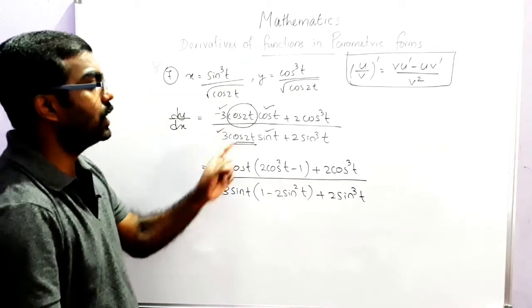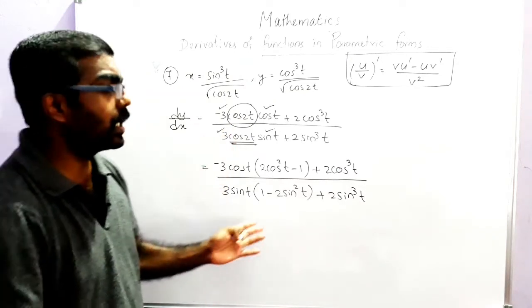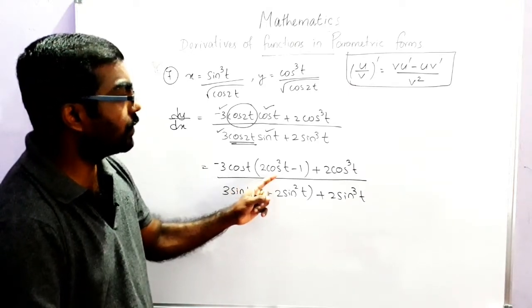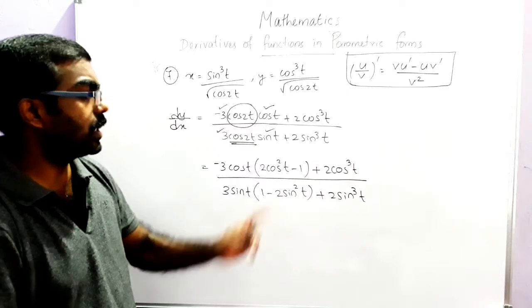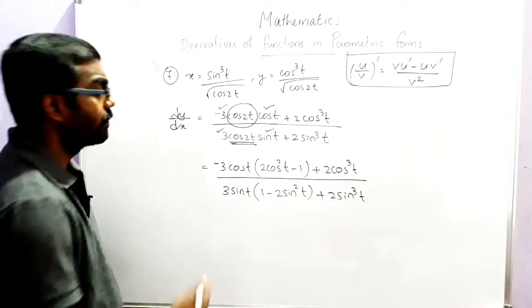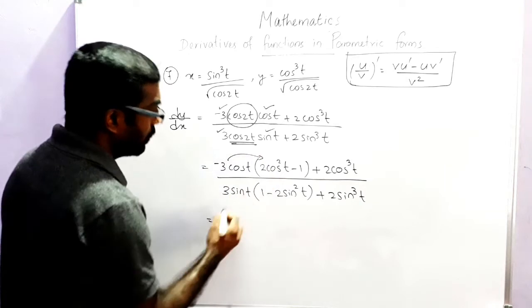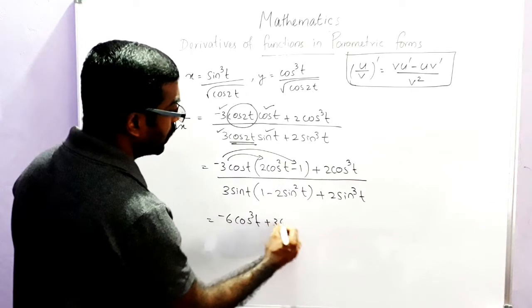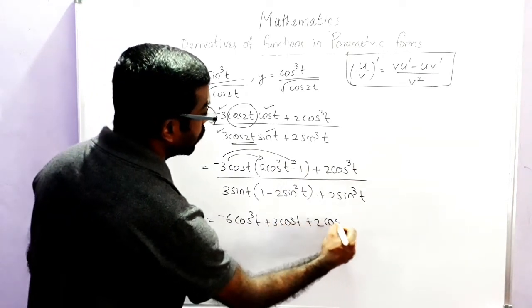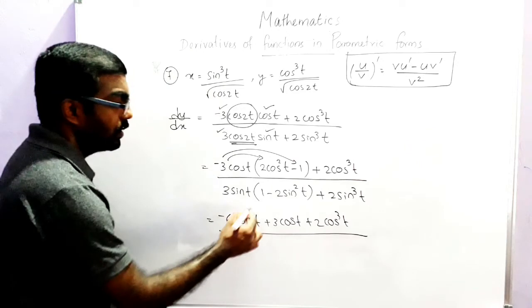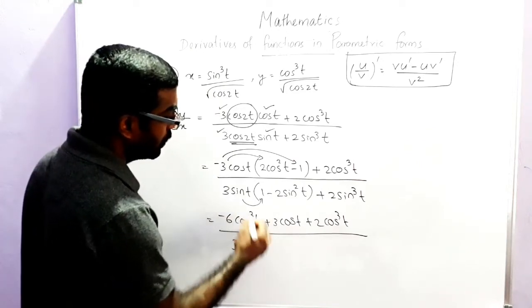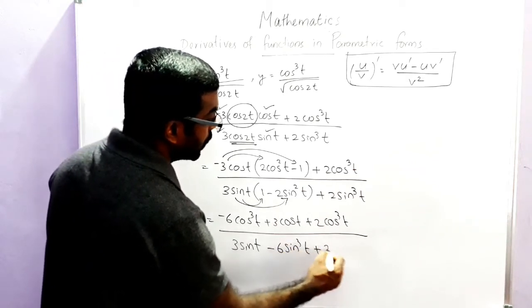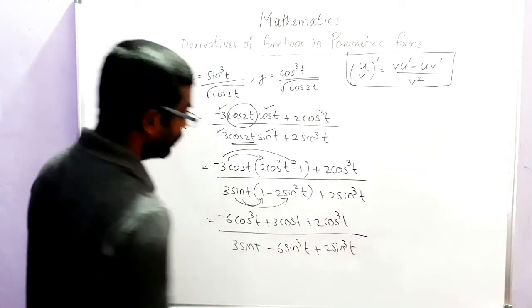So for cos 2t, we have different formulas in terms of sin, cos and tan. Okay. So in the numerator we apply the formula in terms of cos theta, and in denominator we apply the formula in terms of sin theta. Okay. Now we can multiply minus 6 cos cube t, then plus 3 cos t plus 2 cos cube t. Here 3 sin t, then minus 6 sin cube t, then plus 2 sin cube t.